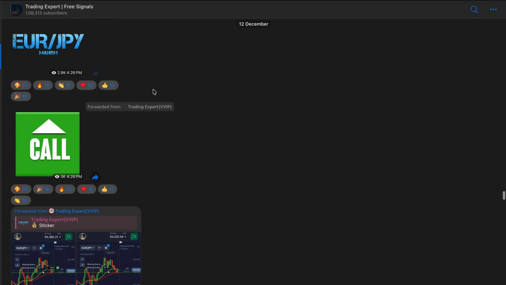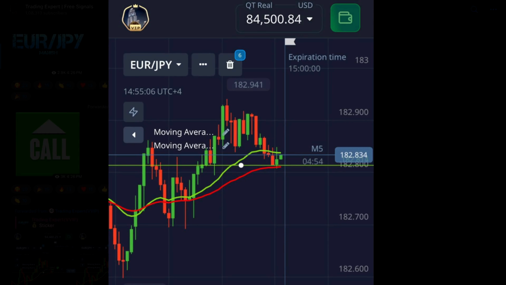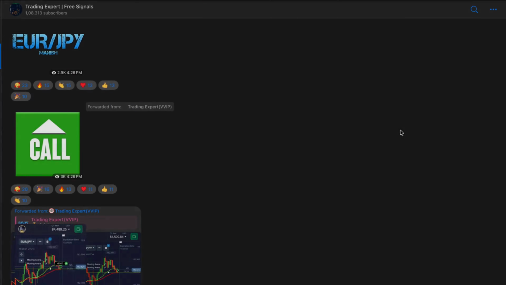Euro JPY 5 minutes call. The next signal, again a very good win. In this you can clearly see the support level which I've marked, plus the moving average was also there. This was a very good alignment. We took a call side opportunity and this was a very perfect win. You can just check out, amazing win right there for the call side.